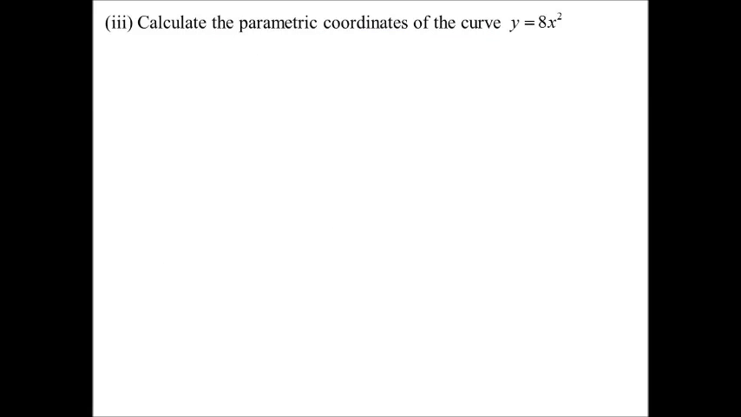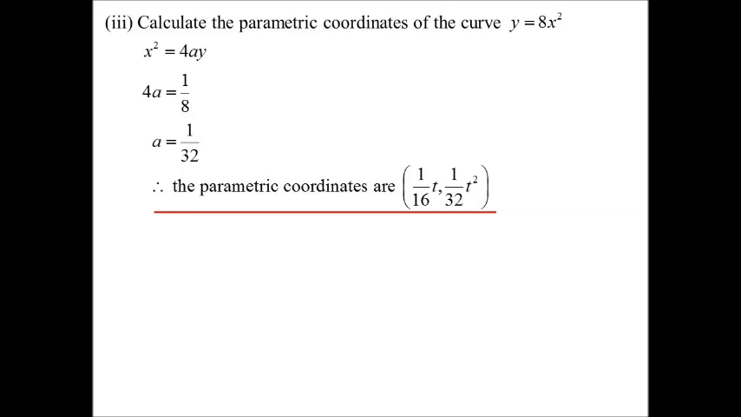Let's go the other way around. They've given me y equals 8x squared. Let's come up with the parametric coordinates. Well, x squared equals 4ay. So in this one, a would be 1 on 32. Okay, so the parametric coordinates, 2at, so 2a, 2 times 1 on 32, 1 on 16. At squared, so 1 on 32 times t squared. They'd be our parametrics.